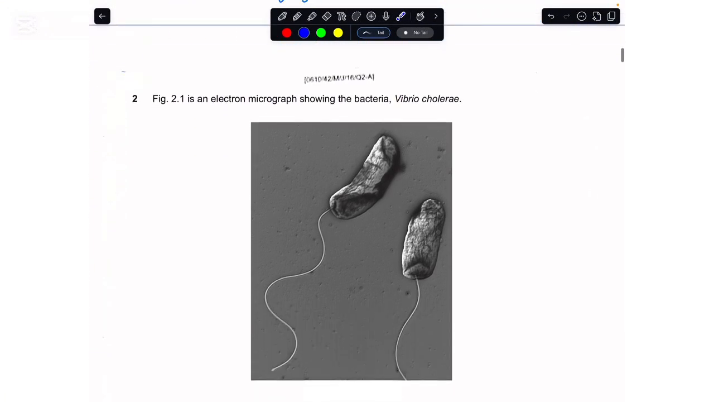Now, if we come on to question number two, that actually came in May/June 2016, and the course code is 0610. They say that figure 2.1, which they show you at the bottom, is an electron micrograph of a bacteria, and the genus of the bacteria is Vibrio, and the species is cholerae. If you look clearly at these bacteria, they have these finger-like projections, an elongation getting out of the bacterial cells, and we refer to them as the flagellum.